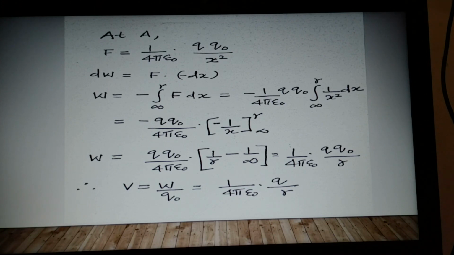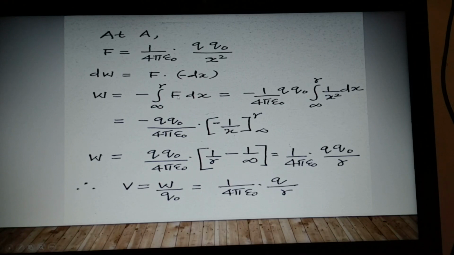This method we have chosen for many situations. So you already found out the work required to shift the charge through a small distance dx, that is dW. To find out the total work required to move the charge from infinity to r, you have to integrate the small dW within the limit infinity to r. That only we have done here. So the total work required to bring q0 amount of charge from infinity to r, the work done W is equal to integral infinity to r F dx with a negative sign. That negative sign you have taken outside the integral.